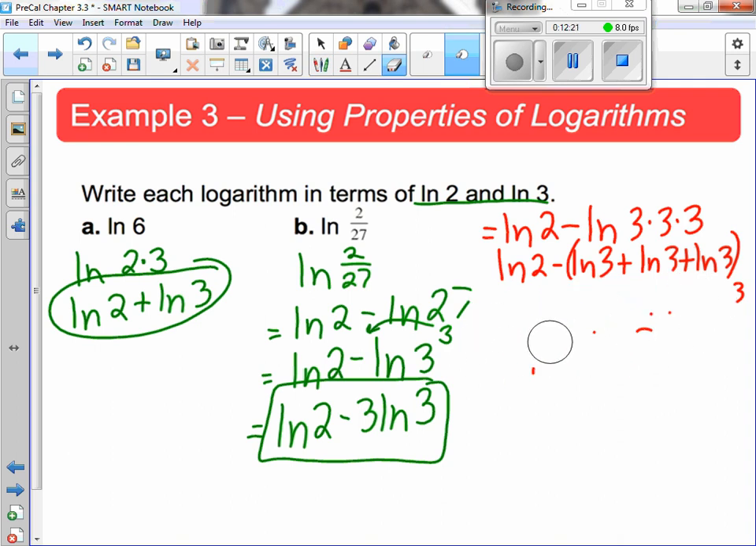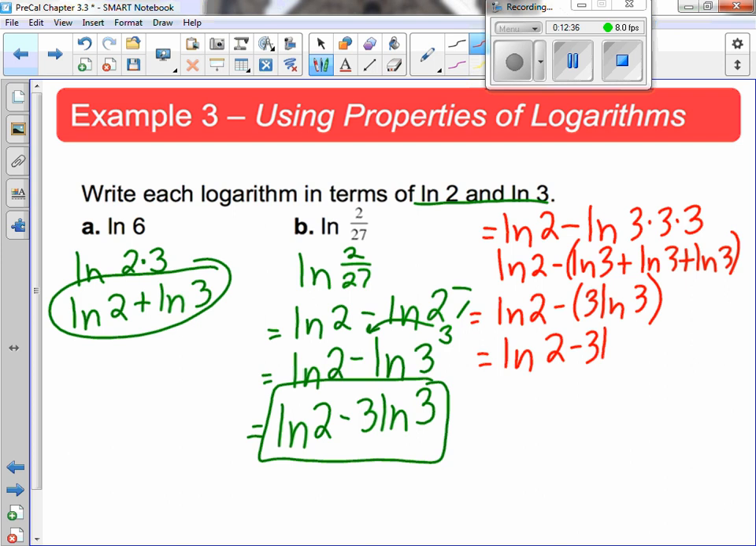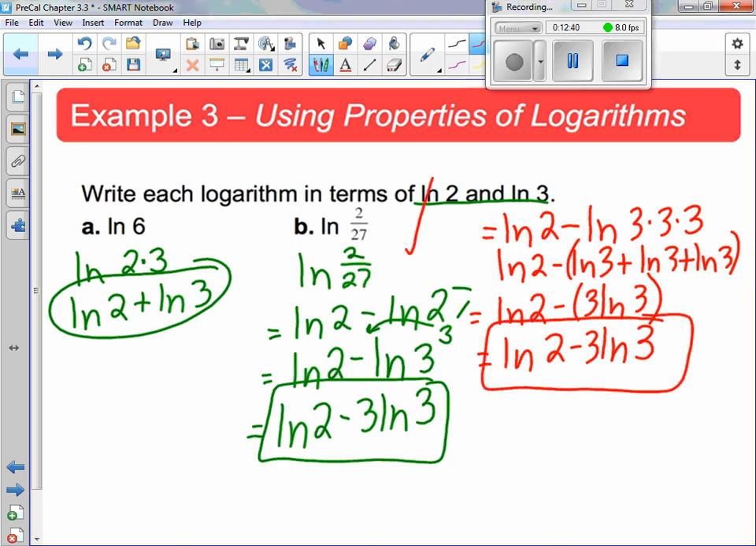Now, we could have skipped that entirely and said ln of 2 minus, combine them before we drop the parentheses, and got into this here. I don't know about y'all, but I think this way is a little bit easier, isn't it?